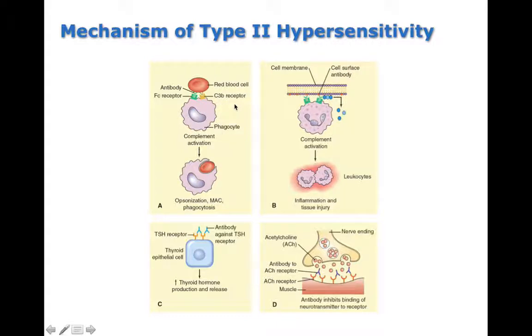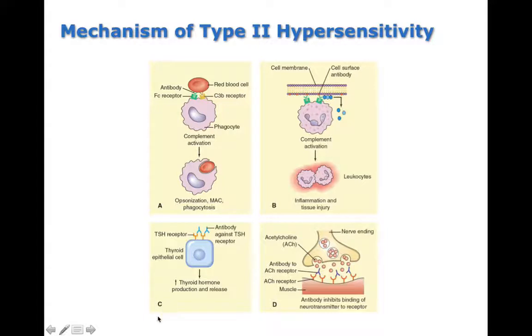Now, this can come about if we have phagocytes that recognize a particular antigen and they phagocytose that antigen-antibody complex. But remember, it's autoantibody. And it can also occur if antibodies recognize antigens on a cell surface, and that can lead to activation of complement, which can lead to inflammation and damage to these cells. It can also occur where free antibodies actually interact with different receptors.